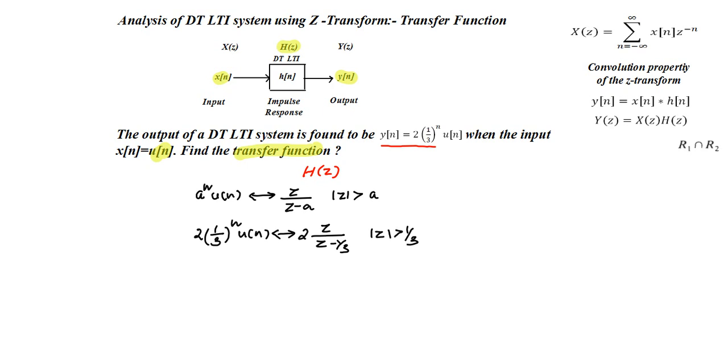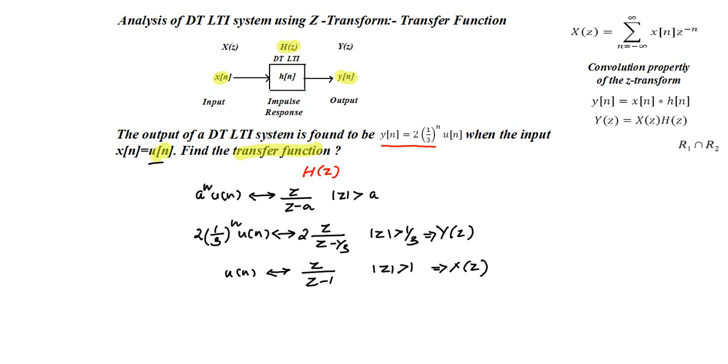So this is actually your Y of Z, this quantity is Y of Z. Now we need X of Z, with x of n equal to u of n. The transform of u of n is simply, from this a is equal to 1, so you can write z by z minus 1, and modulus of z greater than 1. So this is known as X of Z.